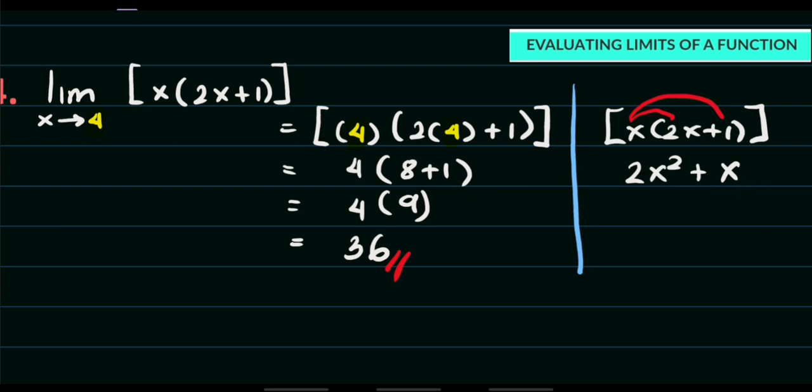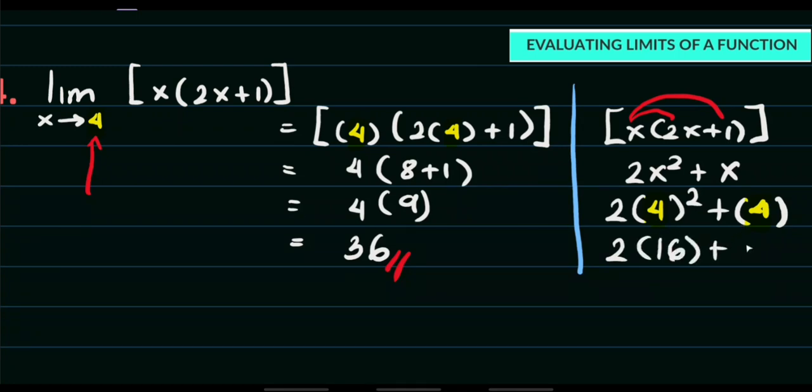Okay? After that, pwede na tayo mag-evaluation. So, let's plug in the value of the constant right now, okay? So, again, 2x squared, meaning this one will give us 2 times 4 squared, and then plus x, meaning plus 4, okay? So, lahat ng variable x, pinalitan lang natin ang ating constant, okay? Now, let's simplify. This one will give us 2 times 4 squared is equal to 16, and then plus 4. So, 2 times 16 is equal to 32, and then 32 plus 4 is equal to 36.